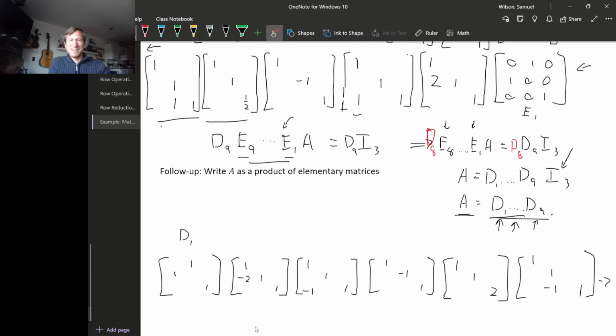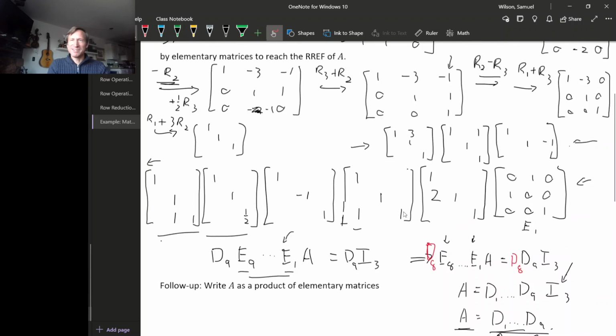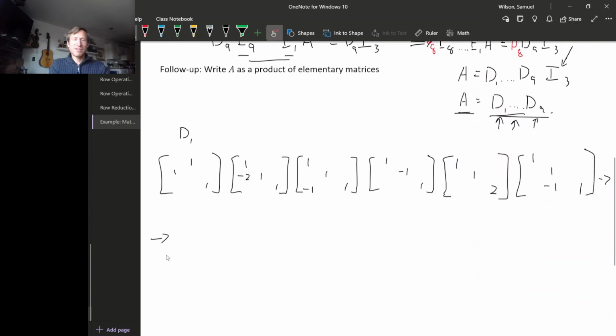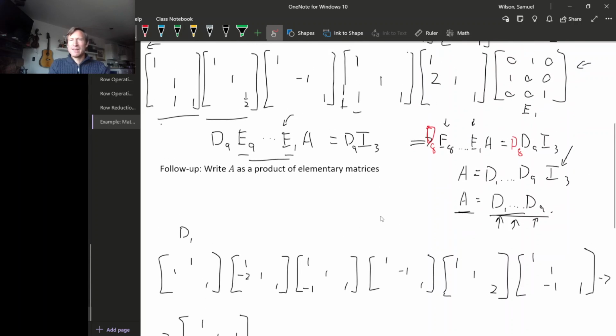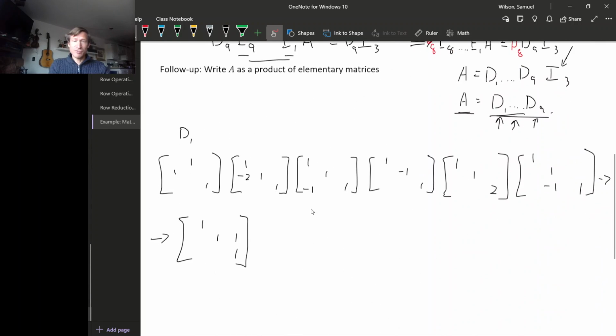Okay, and now we're going to have another row down here. And now we have to scroll back and forth to see what we were doing. So next we subtracted the third row from the second row. So now to undo that, we would add the third row to the second row. Then we added the third row to the first row. To undo that, we would subtract the third row from the first row.